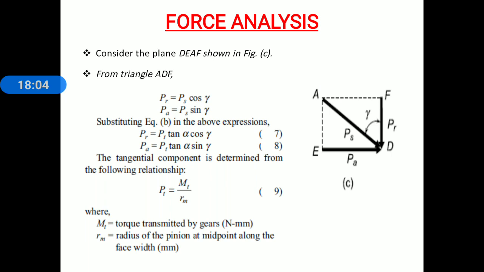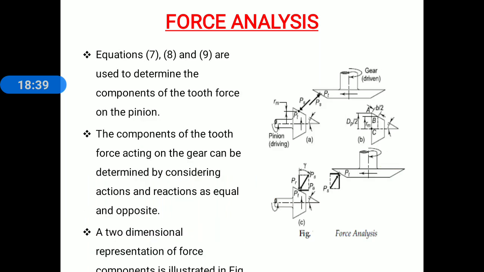PT is equal to MT divided by RM, where RM is the pitch circle radius. That is very important in the case of a bevel gear when we do the force analysis. R suffix m is the radius of the pinion at a midpoint along the face width. Now, when we do the force analysis, what do we consider? The resultant tooth forces act at the midpoint of the face width. That is why here Rm is the radius of the pinion at the pitch point along the face width.